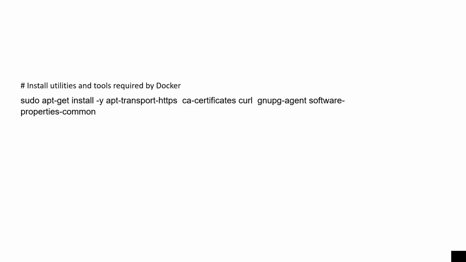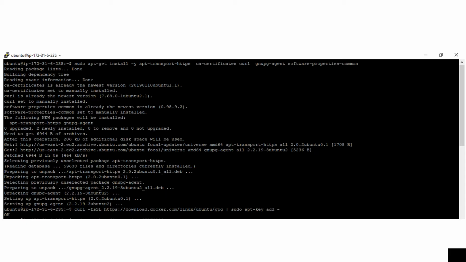First, you install utilities and tools that are required by Docker, such as apt-transport-https, CA certificates, curl, etc. Here is the screen showing the installation of required utilities for Docker installation.